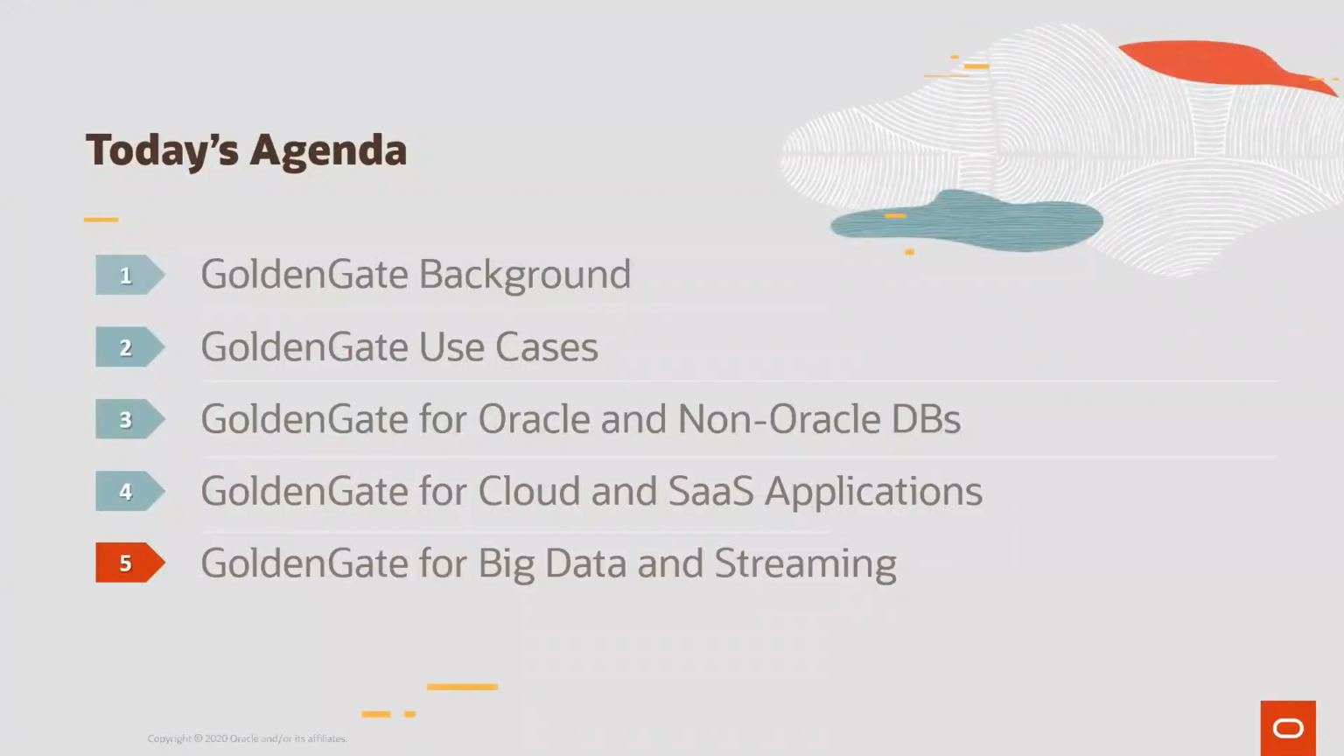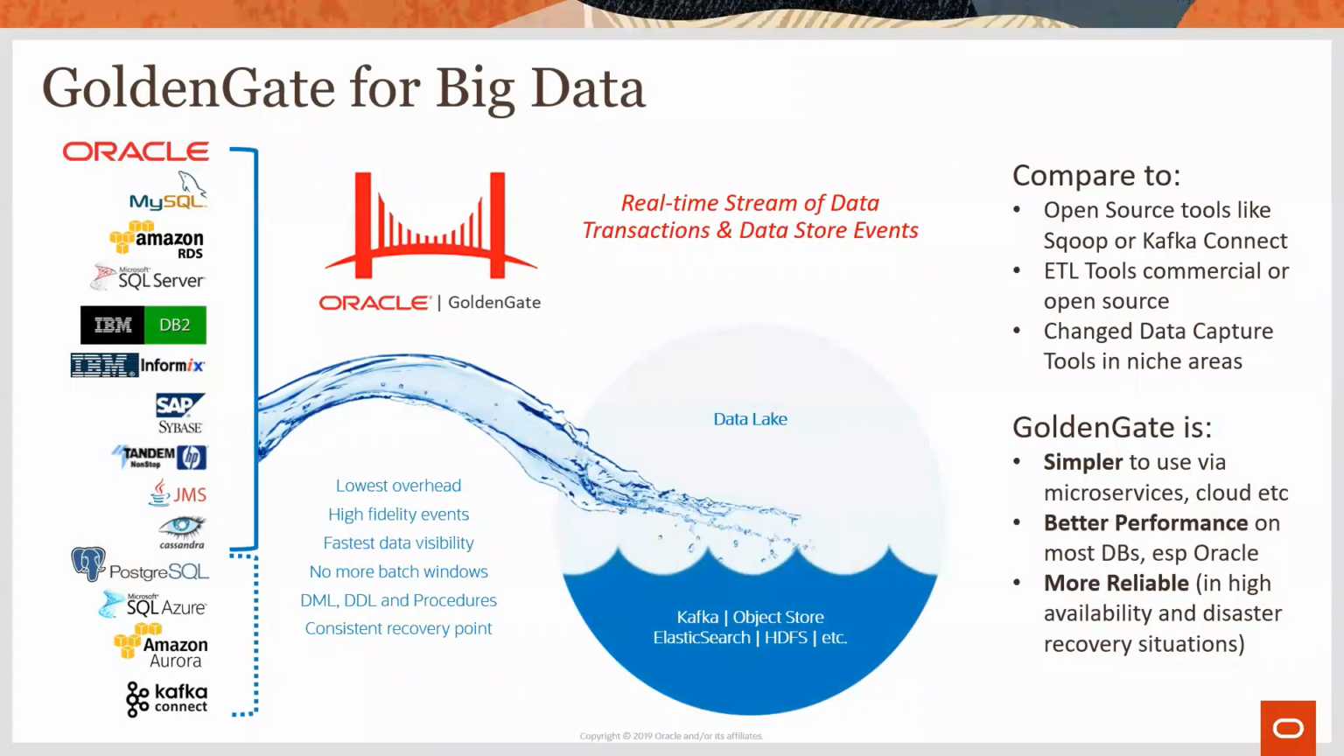So the last section for today that we'll cover is around GoldenGate for big data and streaming. And for this use case, it's pretty interesting. It's been one of the hottest growth areas in the market for GoldenGate in the past several years. What we're seeing is that generally speaking, when customers are ready to go with an industrial strength solution for their data lakes, they typically come to GoldenGate.